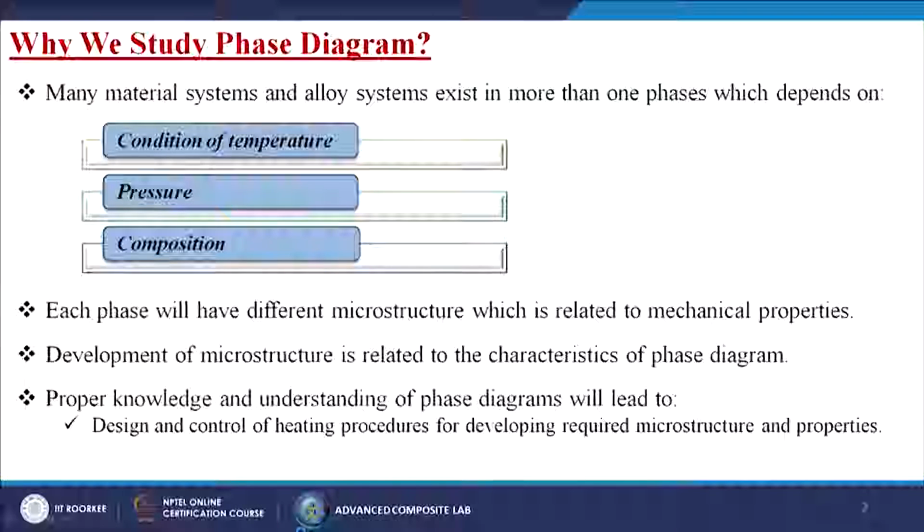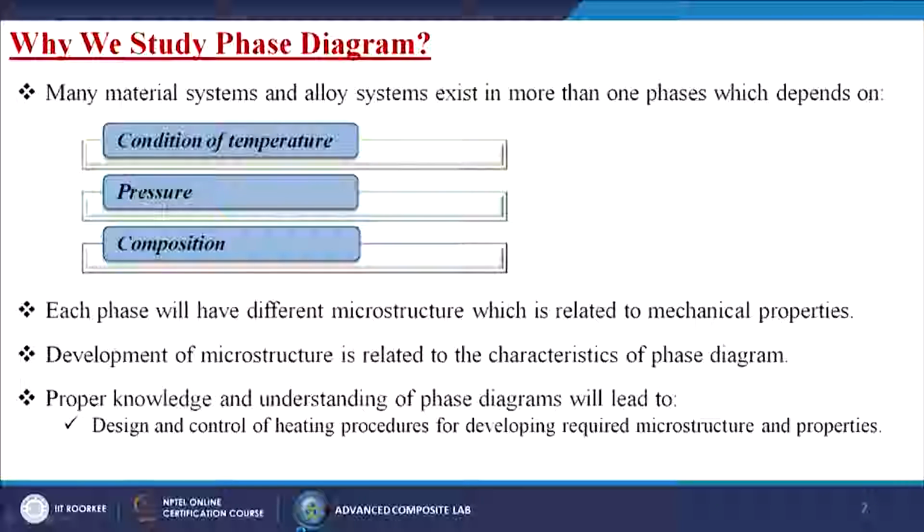Generally, many material systems and alloy systems exist in more than one phase, which depends upon many parameters. What are those? First is the condition of temperature, then pressure, and the third one is the composition. So, first temperature, then pressure and the composition.